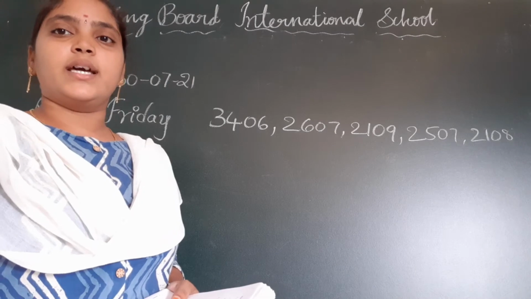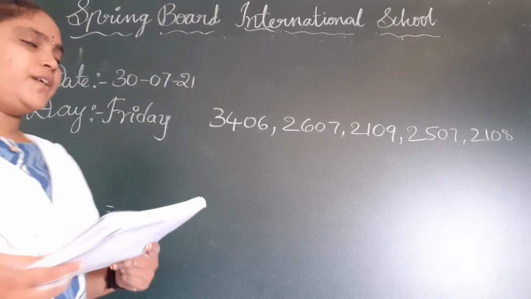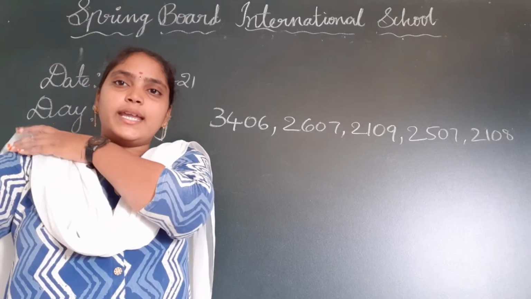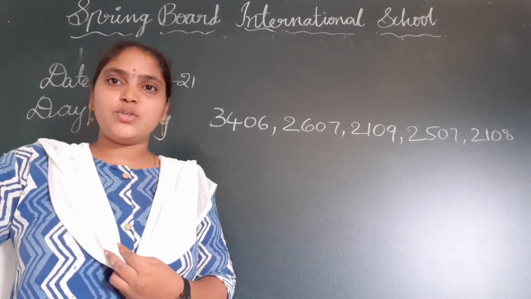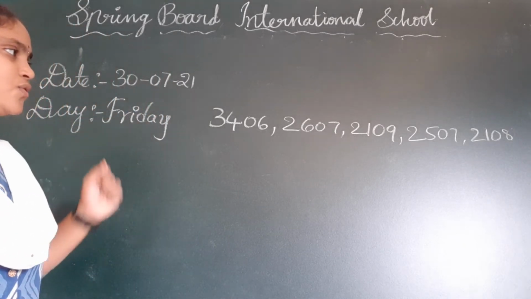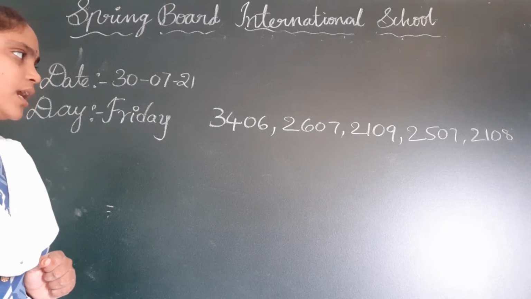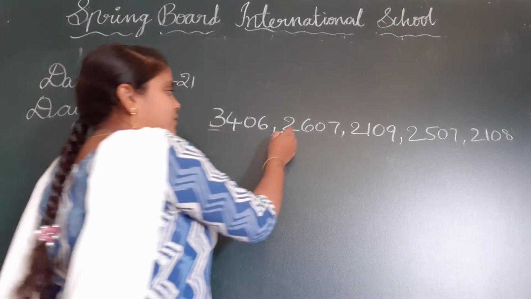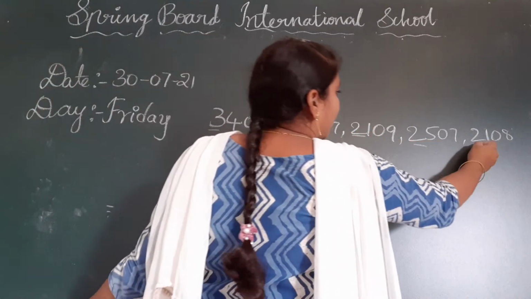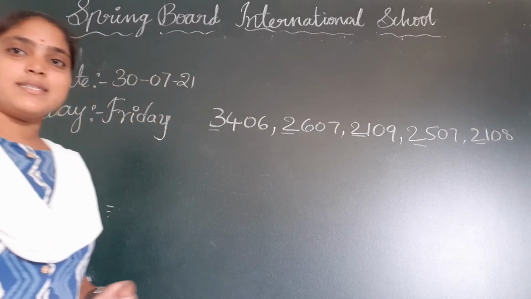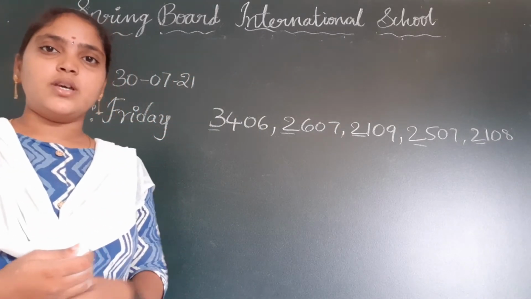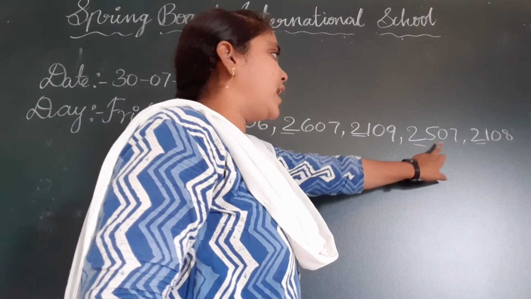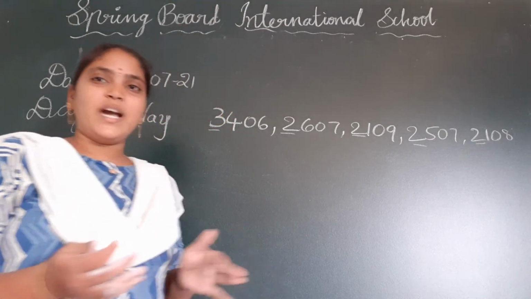What does ascending order mean? These are the numbers given. You have to arrange them in ascending order. Ascending order means arranging numbers from smallest to biggest. So which one is the smallest number you have to identify, children. These all are 4-digit numbers. So check the thousands place. 3000, 2000, 2000, 2000 and 2000. So 4 numbers have 2 in the thousands place. So check hundreds. Check 400, 600, 100, 500 and 100. So 100 is smaller now.